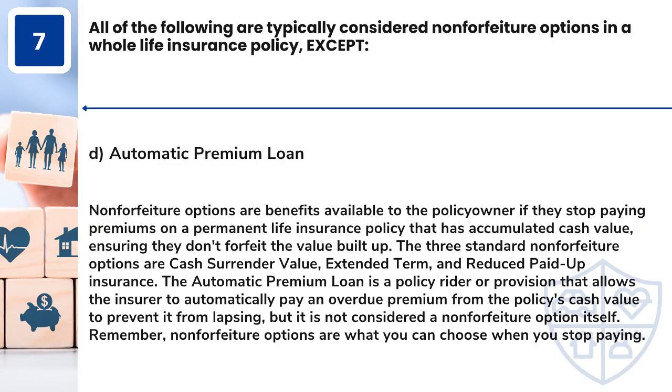The automatic premium loan is a policy rider or provision that allows the insurer to automatically pay an overdue premium from the policy's cash value to prevent it from lapsing, but it is not considered a non-forfeiture option itself. Remember, non-forfeiture options are what you can choose when you stop paying.